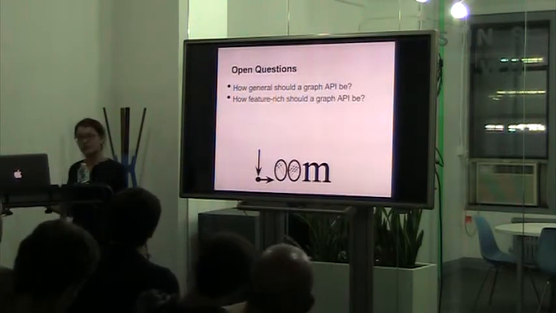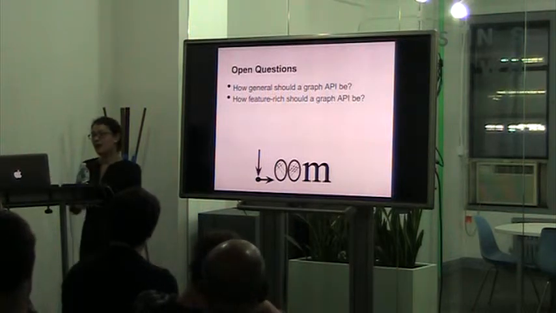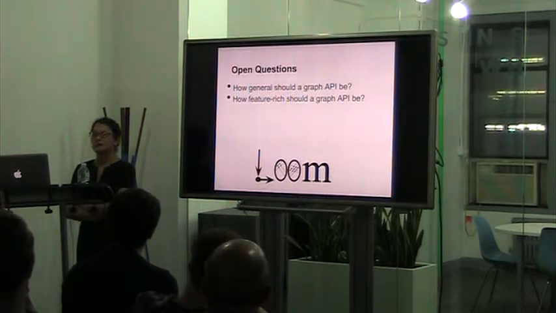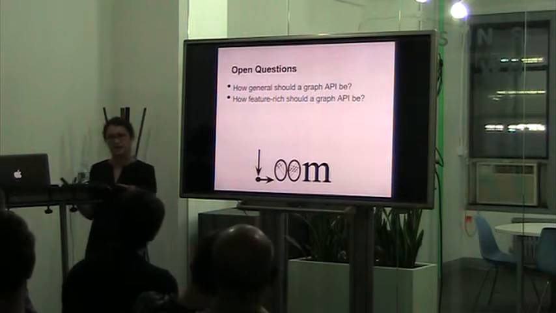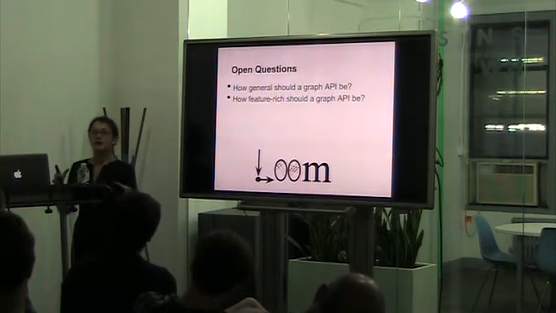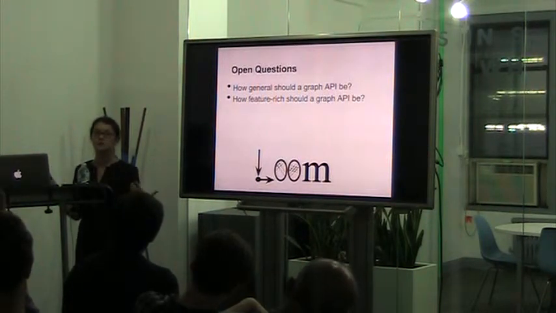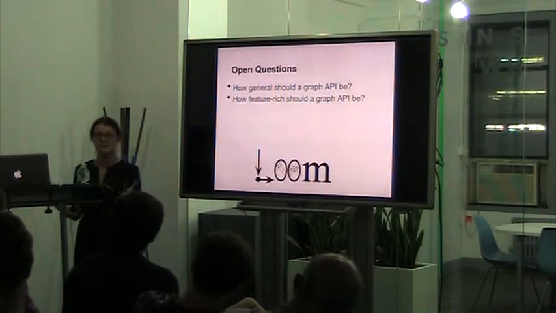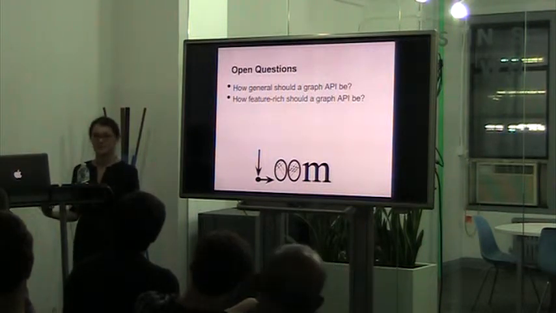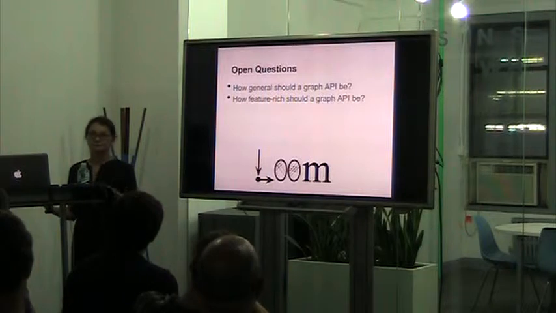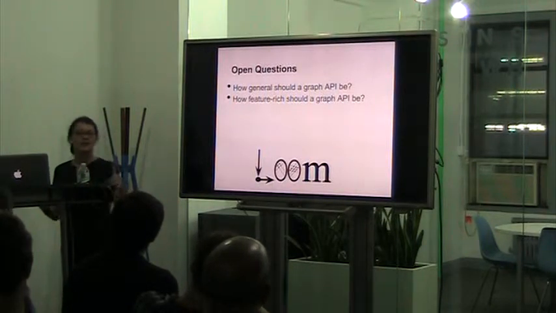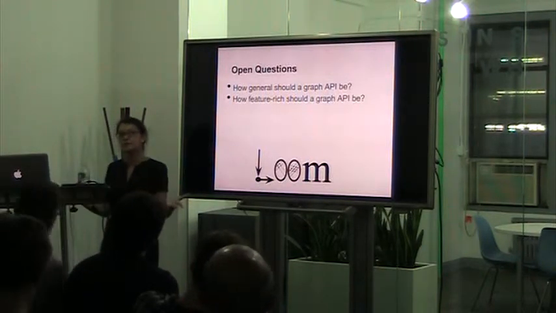Now, how feature rich should a graph API be? A lot of graph problems are solved using domain-specific algorithms, which are not easily transferred to other domains. Like if I want to run compiler optimizations, I'm probably never going to use Bellman-Ford or Dijkstra. Same way, probably a lot of compiler optimizations are never going to be useful.